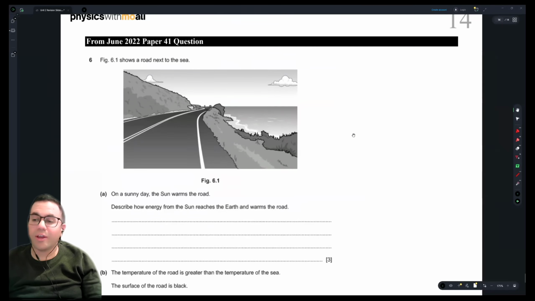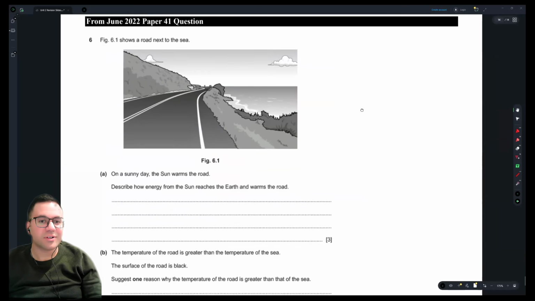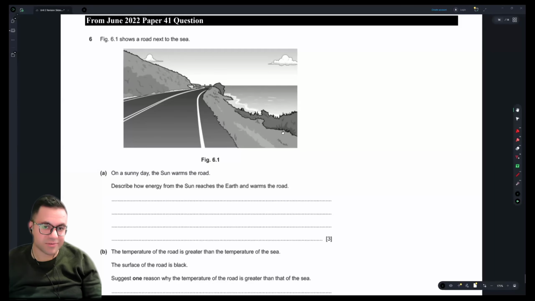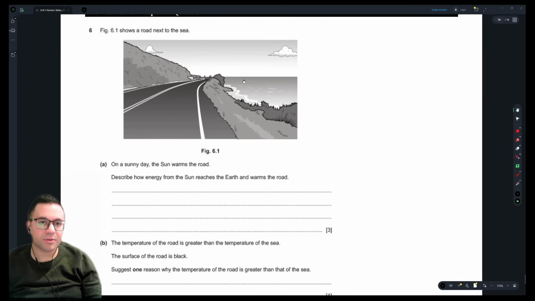Good. Final question. I like this one because it's a mix of convection and everything else, and radiation as well. Figure 6.1 shows a road next to the sea. On a sunny day, the sun warms the road. Describe how the energy from the sun reaches the earth and warms the road.